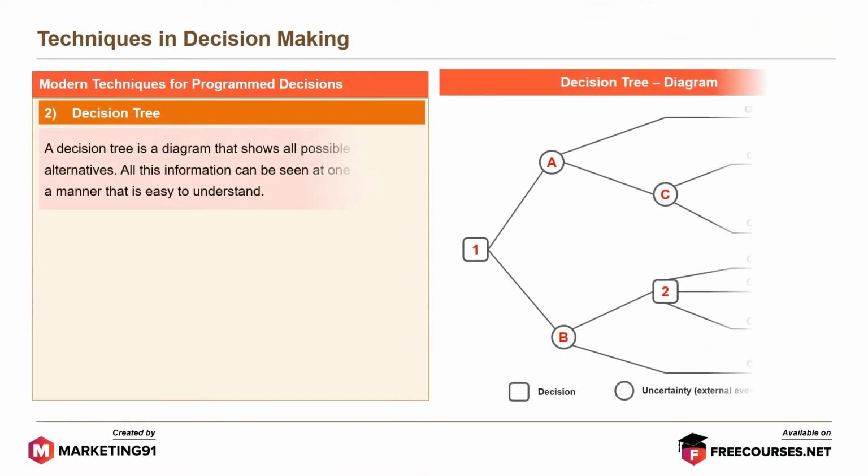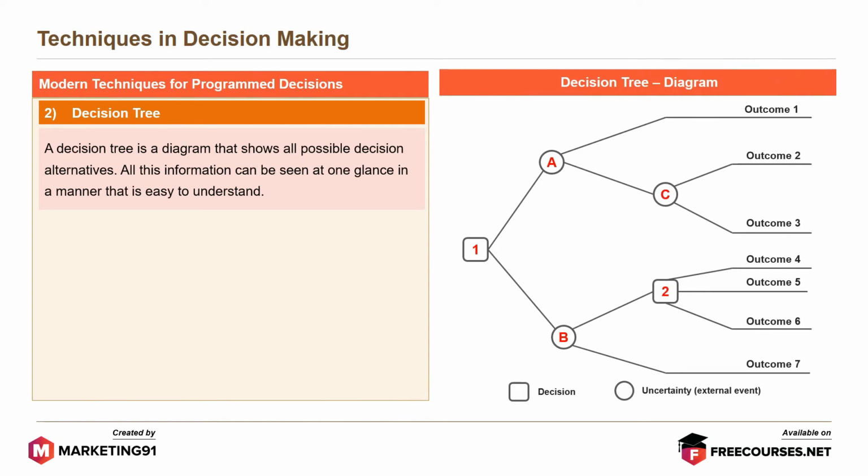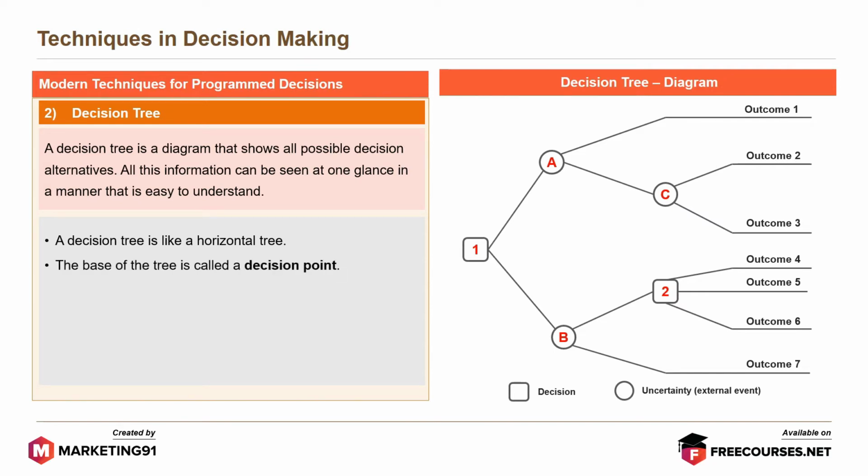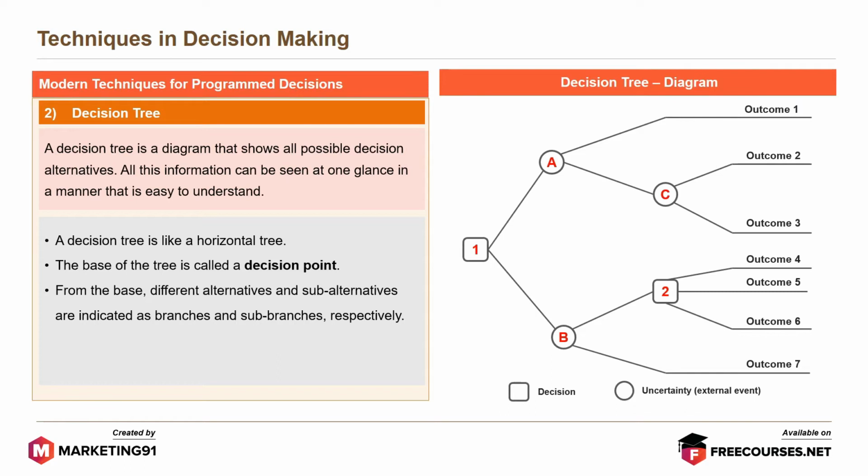Decision tree. A decision tree is a diagram that shows all possible decision alternatives. All this information can be seen at one glance in a manner that is easy to understand. A decision tree is a horizontal tree. The base of the tree is called a decision point. From the base, different alternatives and sub-alternatives are indicated as branches and sub-branches respectively. The manager must study all alternatives very carefully and select the best one.